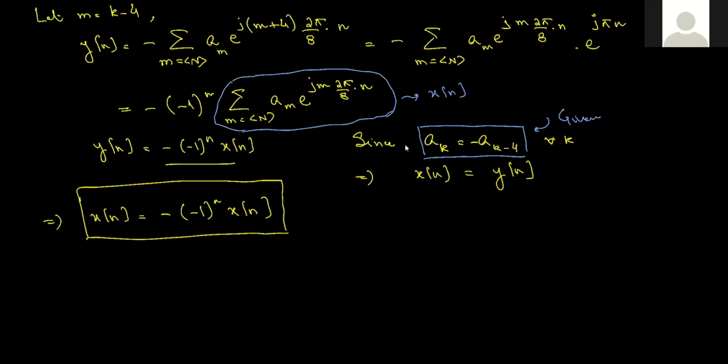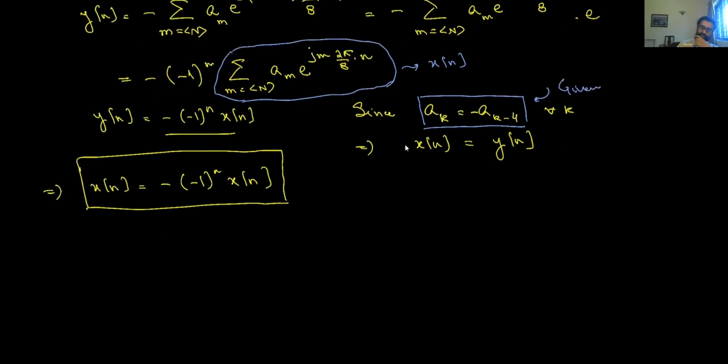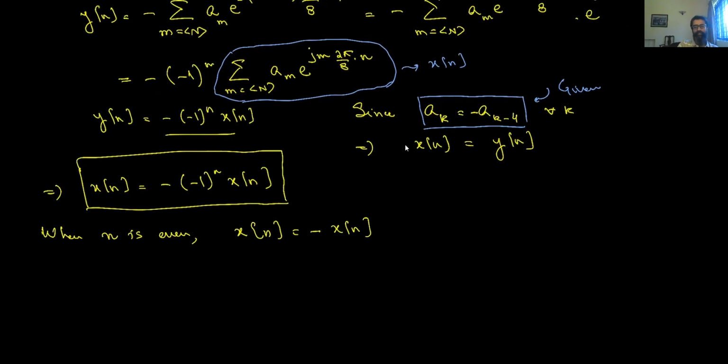Can I answer? जी जी बिल्कुल. So we will categorize it into two parts, for even and for odd. For even, minus 1 to the power n would be plus 1, and for odd, minus 1 to the power n would be minus 1. Yeah, good, excellent. Right, so when n is even, what are we saying? We're saying that x of n is equal to minus of x of n, because minus 1 to the power n, for even n, is just plus 1.